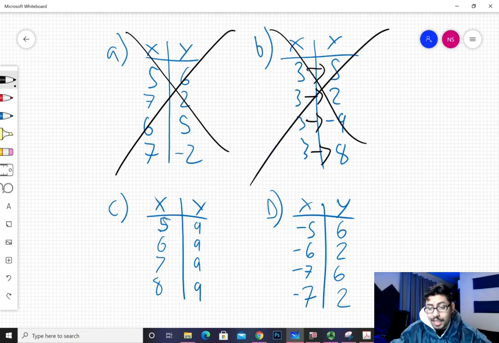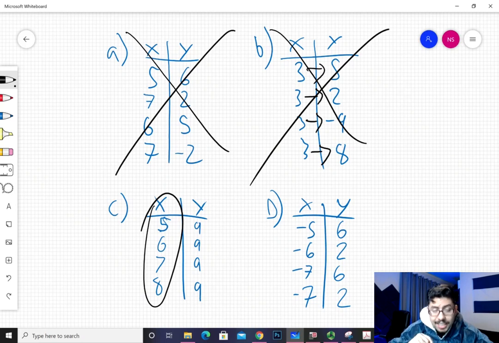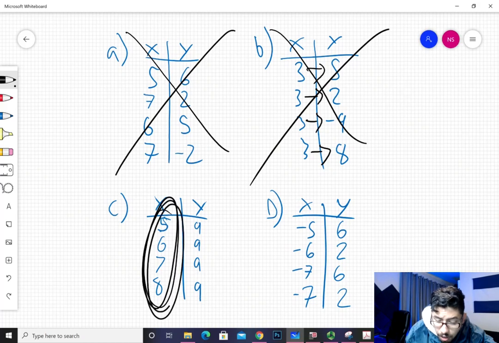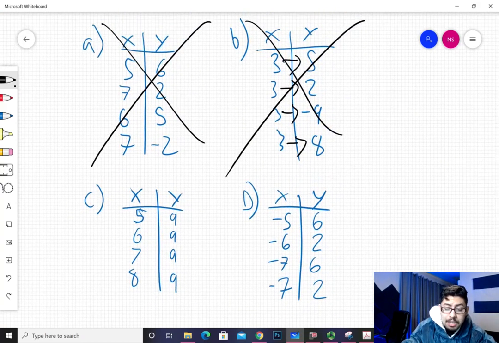So I already know this one, it ain't it. Here, 5, 6, 7, 8. I see no repeated numbers, my friend. I see no repeated numbers. You're done. But I see repeated numbers are 9. No. On the y side, it doesn't matter what numbers there are. If you happen to see no repeated numbers on the x side, that's always going to be the function.